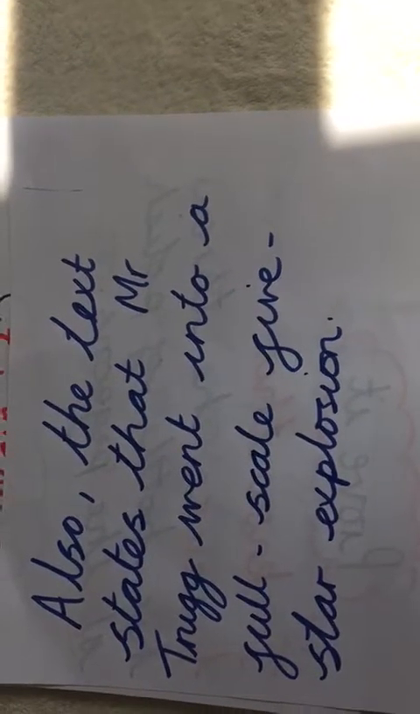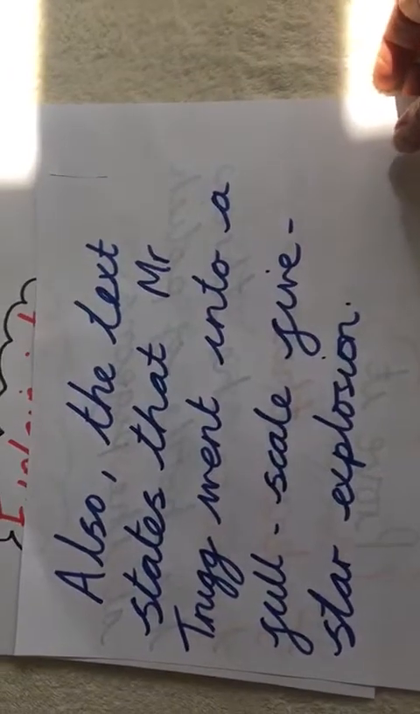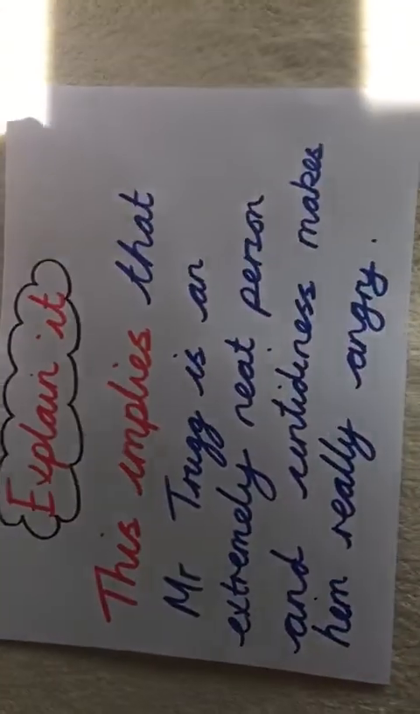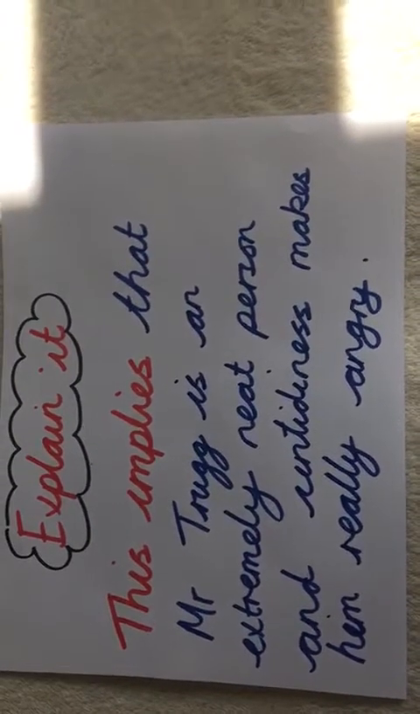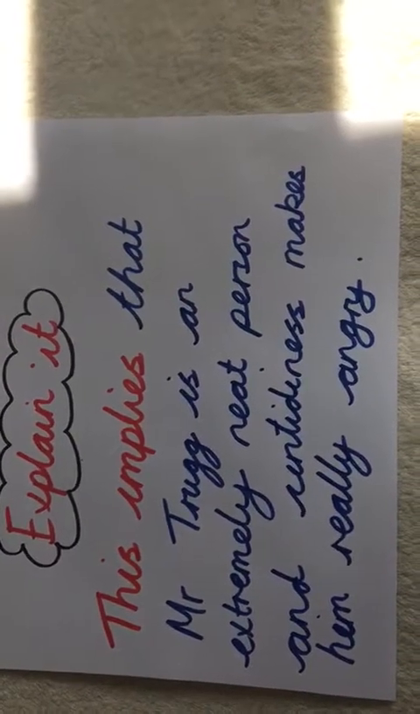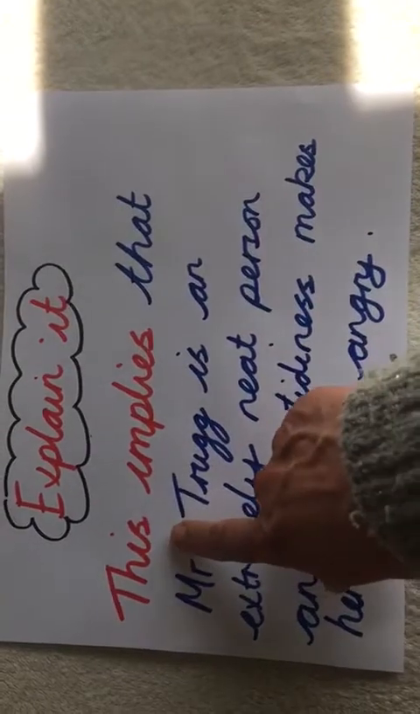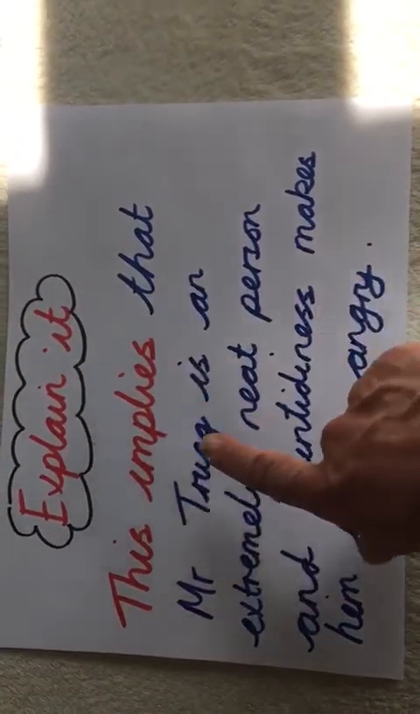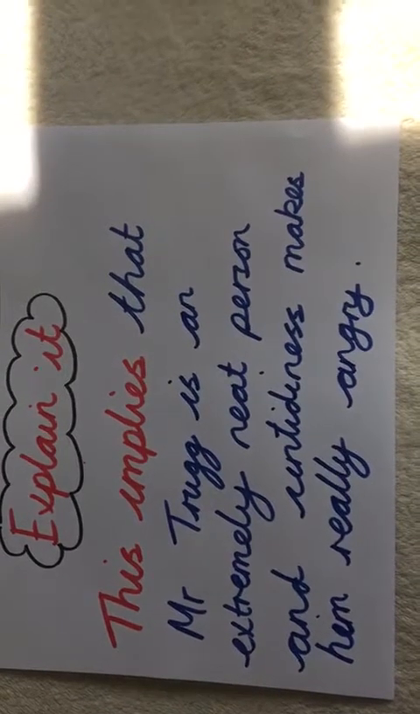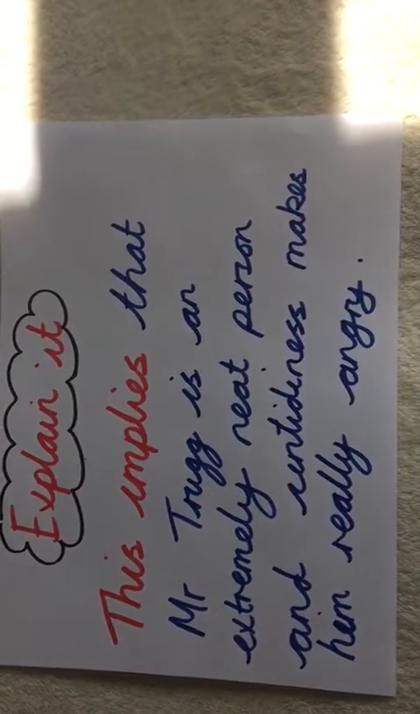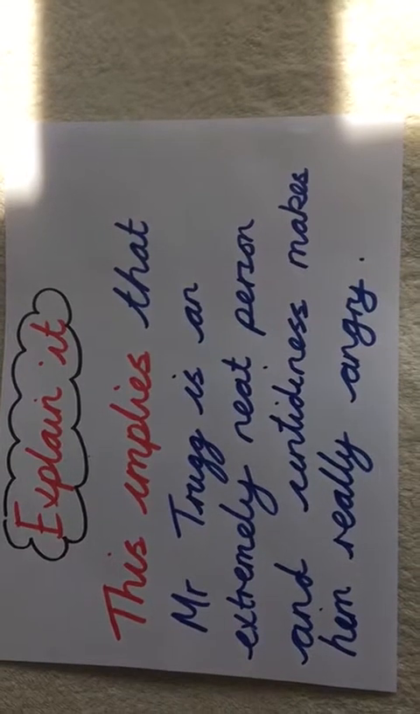Also, the text states that Mr. Trugg went into a full-scale 5-star explosion. After you've used evidence from the text to prove your answer, you need to explain it, and sometimes this is the tricky part because you have to summarise in your own words. I've used a sentence stem here. This implies that Mr. Trugg is an extremely neat person and untidiness makes him really angry.